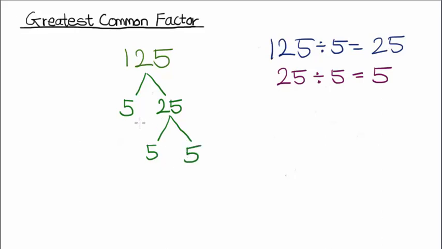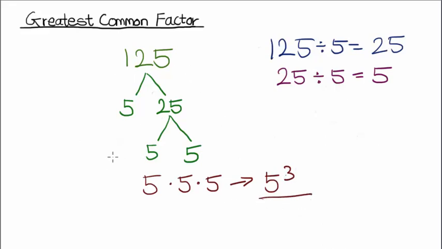All there is left for me to do now is to multiply all of these primes together. This right here can be better represented using exponents by simply stating 5 to the power of 3. So the prime factorization for the number 125 is 5 to the power of 3.